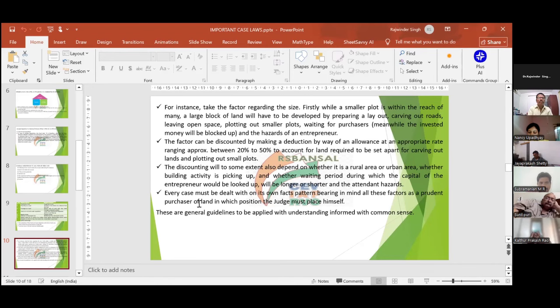You can apply discounting, which we have already done, that how the discounting is to be done. You may have higher positive discounting or negative discounting, ranging from 5% to 50%, depending upon the case may be.